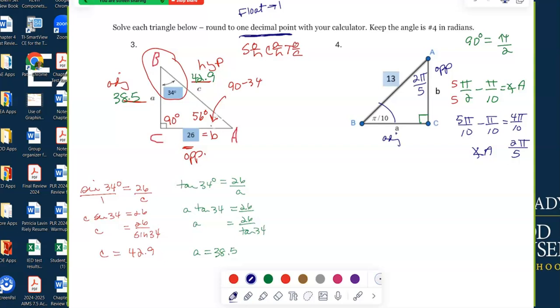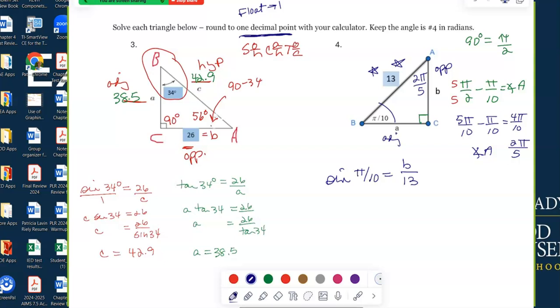So let's think about this. Why don't I try to get the opposite first? That's going to be opposite over hypotenuse because I've been given the hypotenuse, right? So I can say that the sine of pi over 10 equals b, which is unknown, over 13.